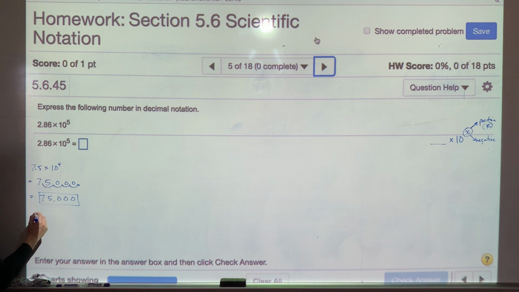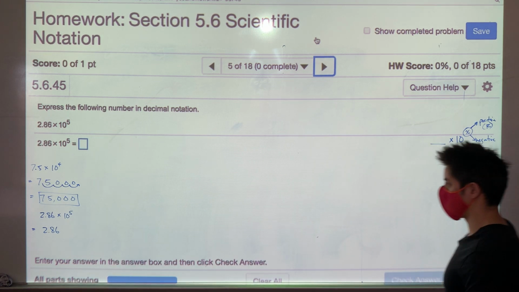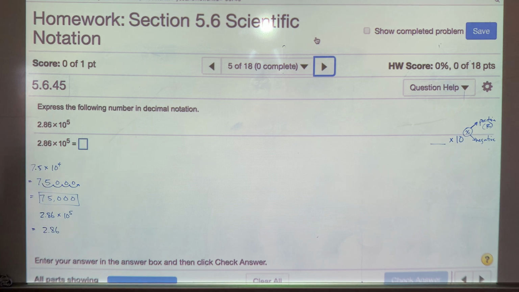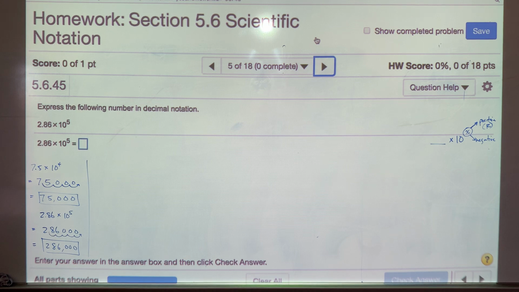Okay, I've got 2.86 times 10 to the 5th. So here's my 2.86 ready to be worked on, and I've got a power of 5. So that means I'm going to move my decimal 5 places, to the right or to the left. Well, since that 5 is positive, I'm going to go 1, 2, 3, 4, 5 to the right and fill in any open spaces with zeros, leaving me with 286,000 as my decimal notation. Questions? Okay, let's go to the next one.